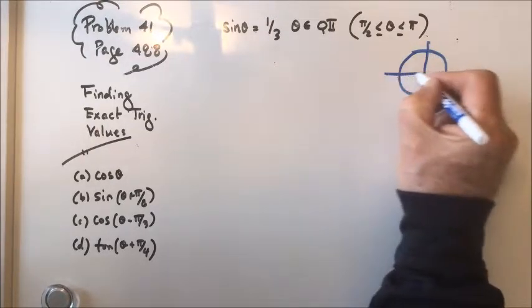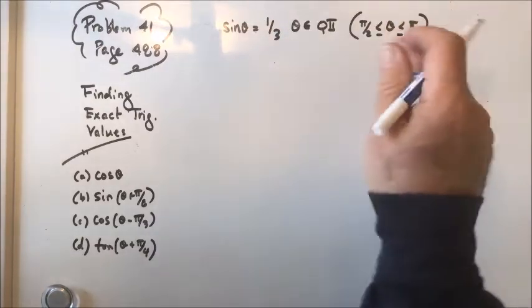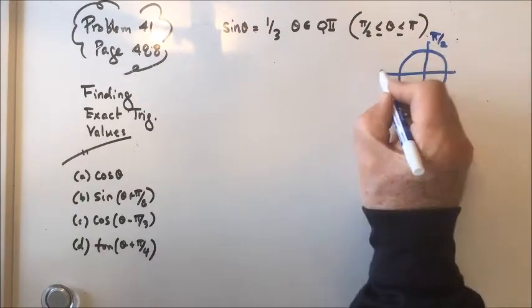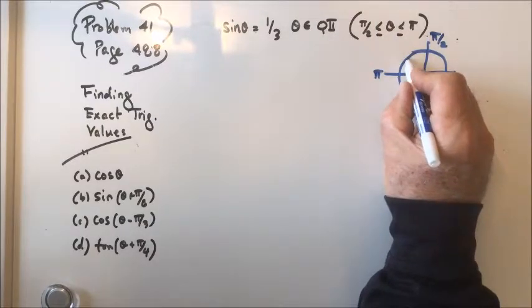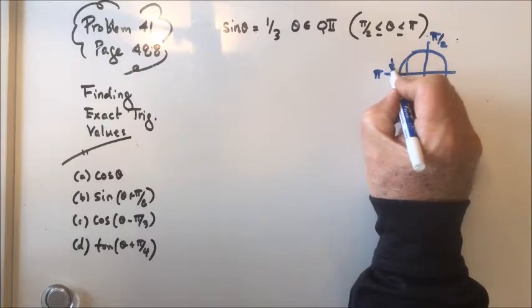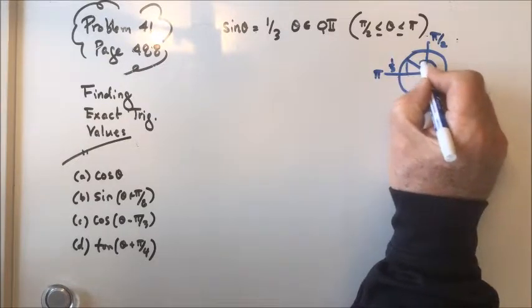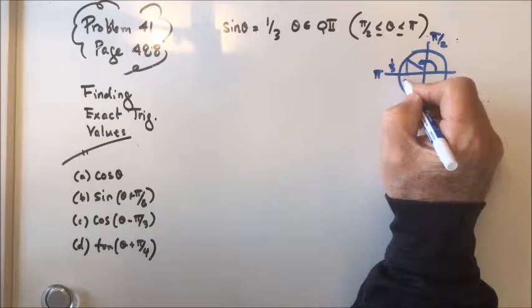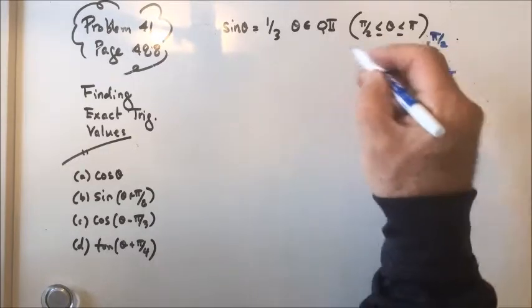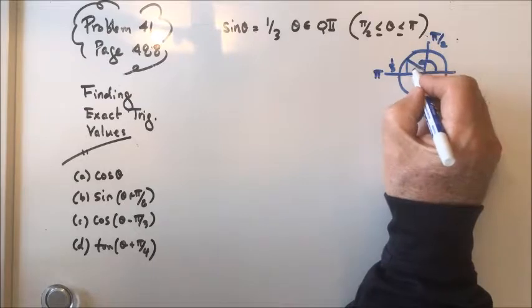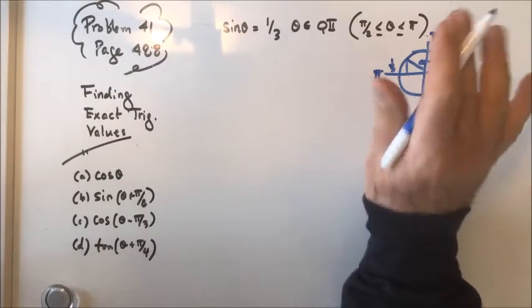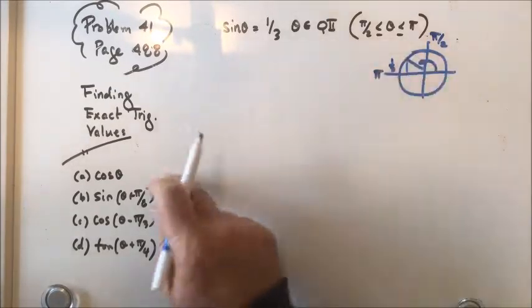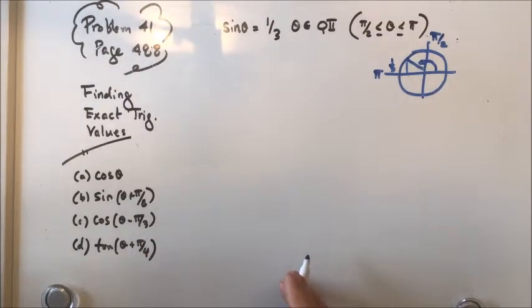Drawing a unit circle. I'm looking for theta in quadrant 2, between pi over 2 and pi, that has a sine of 1/3. So let me just draw 1/3. There, that little length right there is 1/3. And this little angle associated with it is the angle whose sine is positive 1/3, in the second quadrant. So there's theta right there, and that's all we know. We know the sine is 1/3. So let's go ahead and do these problems now.